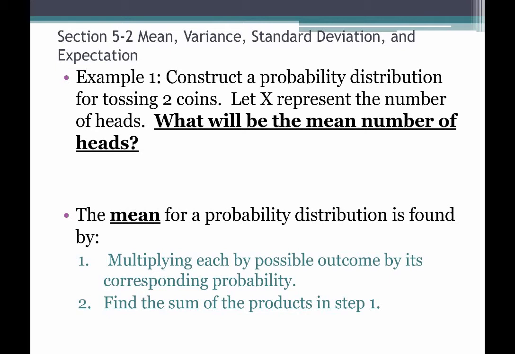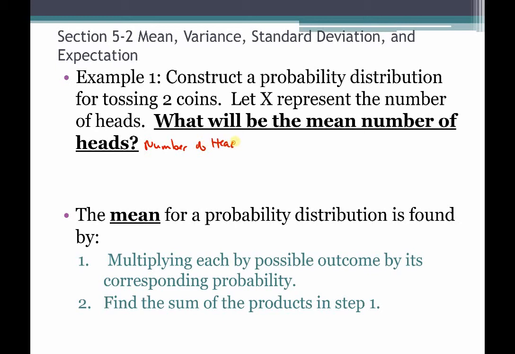All right, so for example 1, this is the same example 1 from yesterday, so I'm not just dreaming this stuff up. It says, construct a probability distribution for tossing 2 coins. Let x represent the number of heads. The question is, what will the mean number of heads be? I'm going to go ahead and put that distribution back up here. You have it on your sheet.